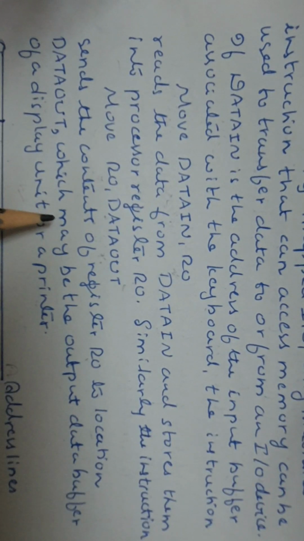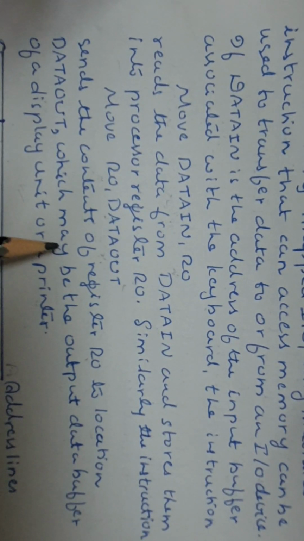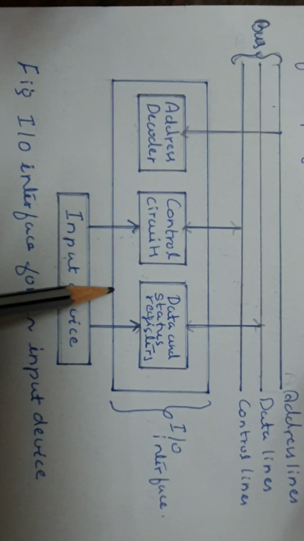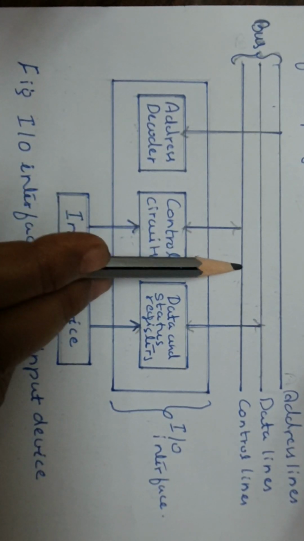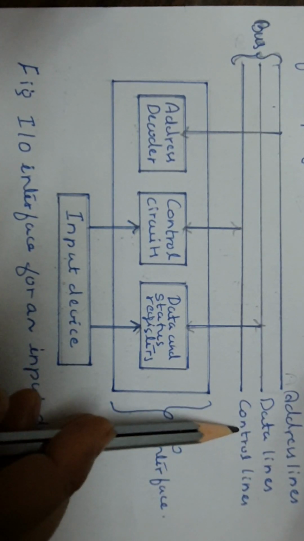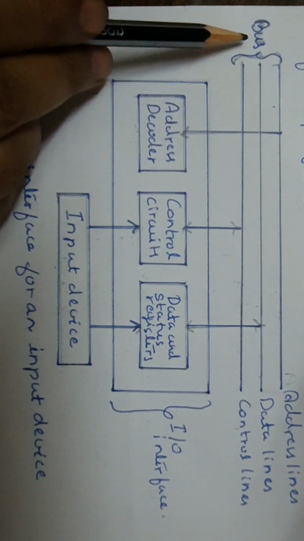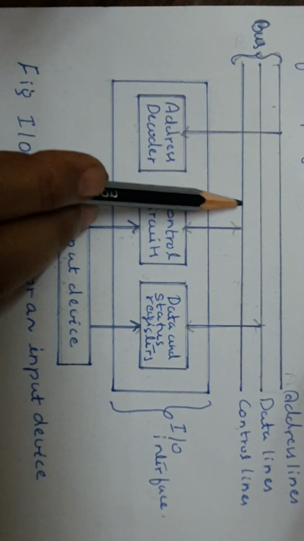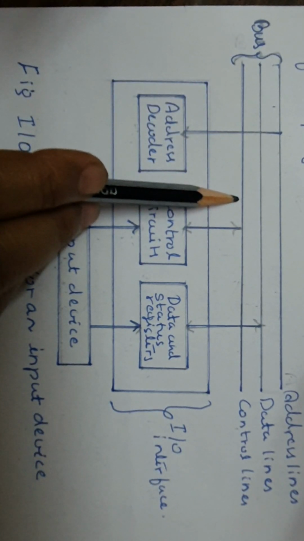This is the answer to the first part of the question. Next we shall consider the second part of the question, the IO interface for an input device with a diagram. So this is the diagram of the IO interface for an input device. The input device is shown here. This is the system bus. What we discussed, a set of data lines, address lines and control lines called the bus or system bus, connects the different parts of a computer, that are processor, memory and IO devices.